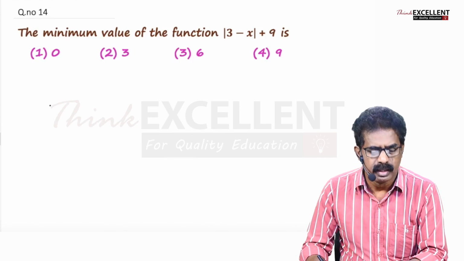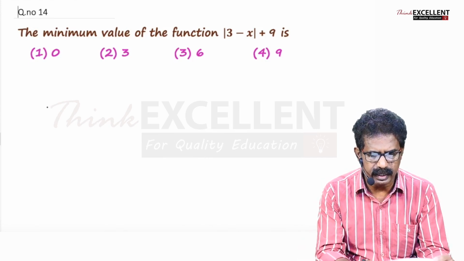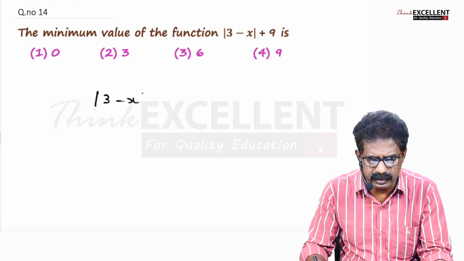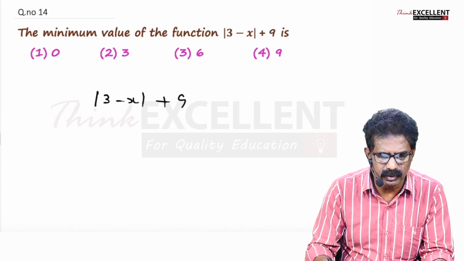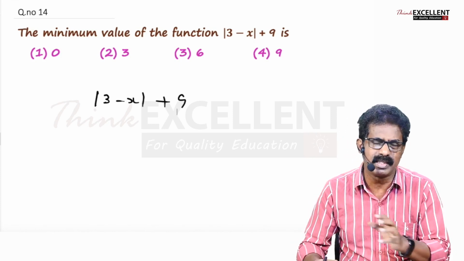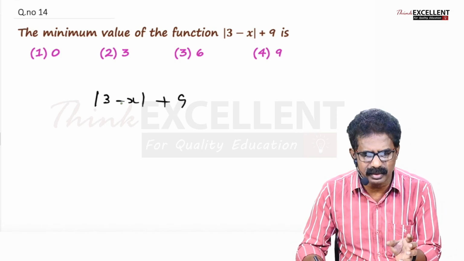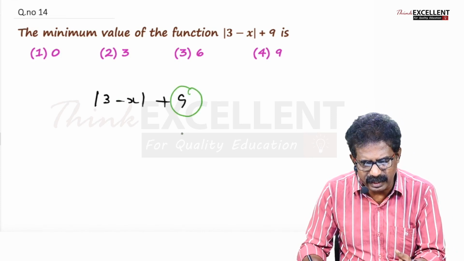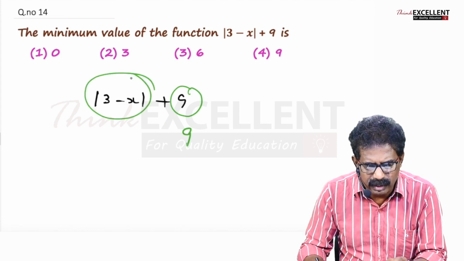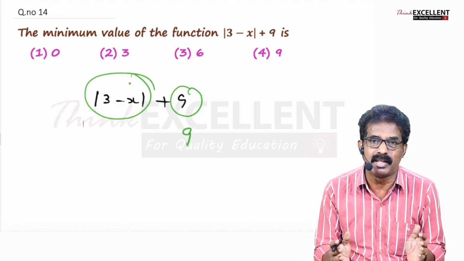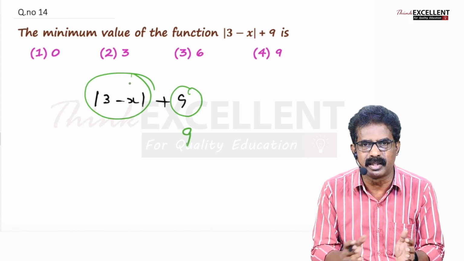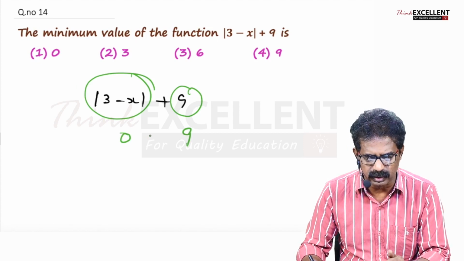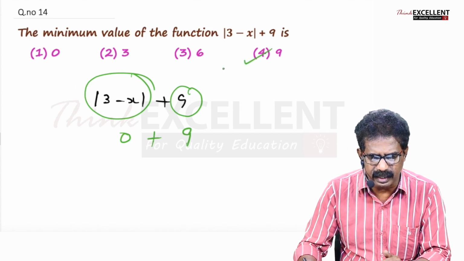Now let's move on to question number 14. The minimum value of the function modulus of 3 minus x, plus 9. For this you need not break your head. It's a very simple thing. Just some general knowledge, if you know, you can do that. Please listen. The minimum value of 9 is 9 only, it is a fixed one. The modulus value cannot be negative, right? It will be positive. It can be 0. So the minimum value of the modulus is 0 only. So your answer is 0 plus 9. It is 9, right? The minimum value.